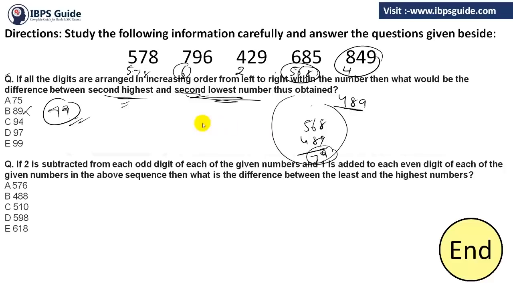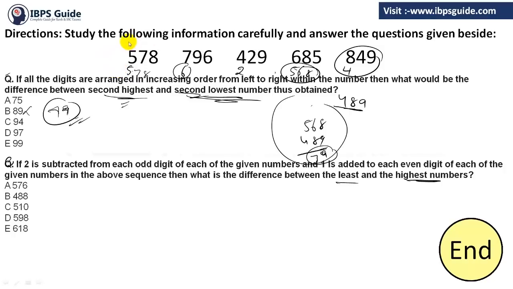Okay, the time's up. Now let's see the question. If 2 is subtracted from each odd digit of each of the given numbers, and 1 is added to each even digit of each of the given numbers in the above sequence, then what is the difference between the least and the highest number? So again, it will depend on the first digit. First of all, it will depend on the first digit, because we have to subtract 2 from the odd and add 1 to the even digit.